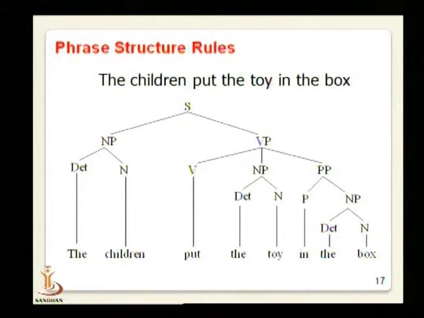The children put the toy in the box. In this sentence, there is one noun phrase, one verb phrase. The noun phrase is the children. The is determiner, children is noun. Under verb phrase, there are three parts: verb, noun phrase and prepositional phrase. Under verb we have put, under noun phrase we have the toy, and under prepositional phrase we have one preposition, that is in, and under noun phrase we have the box.